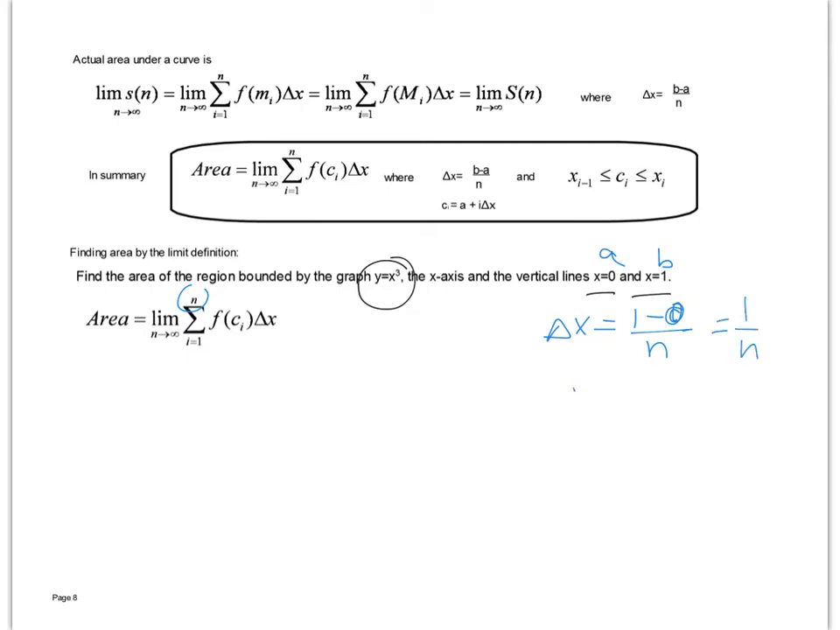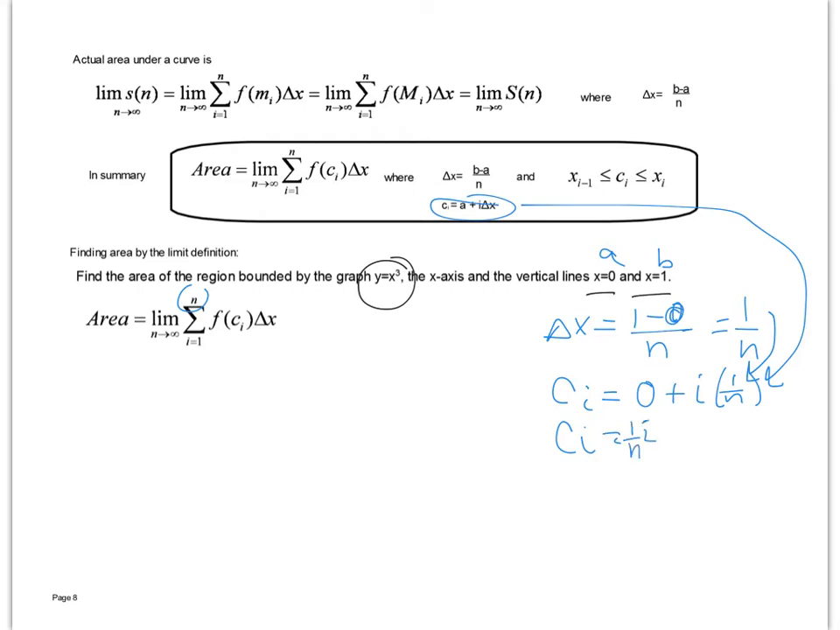And then to find our ci's, we're going to take our a plus i times delta x we just got up there. Okay, so I literally just plug that in. This is my delta x, so I put it in. I found it right above. All right, so our ci's are i times 1/nth. So now I'm going to substitute this in over in my area formula.